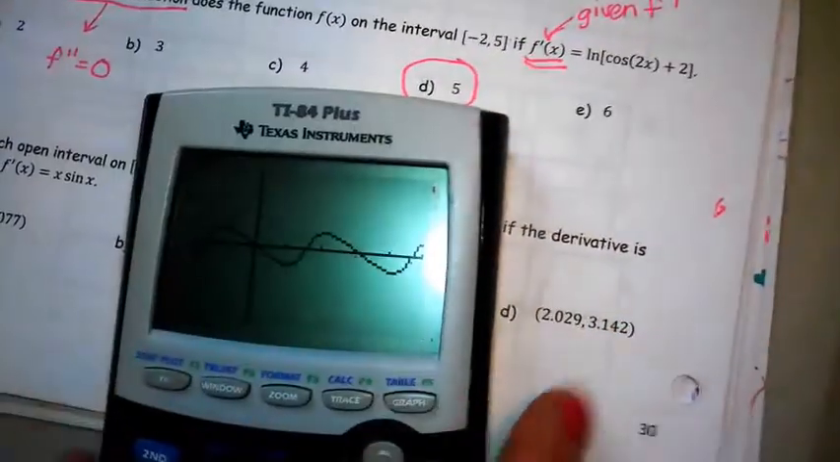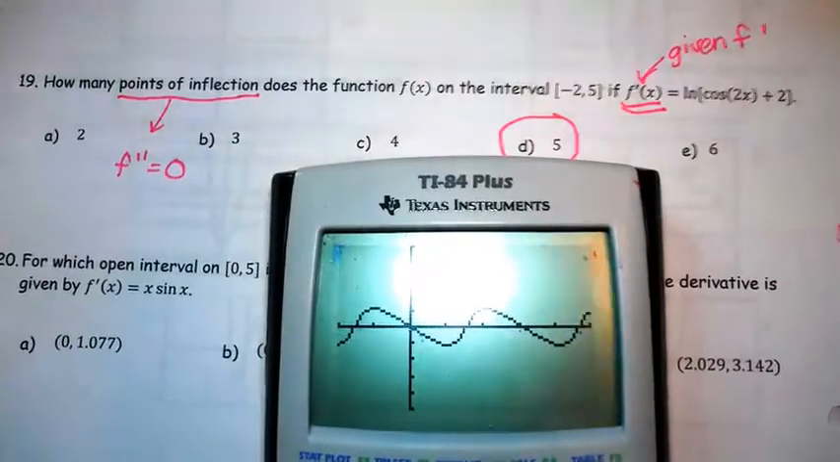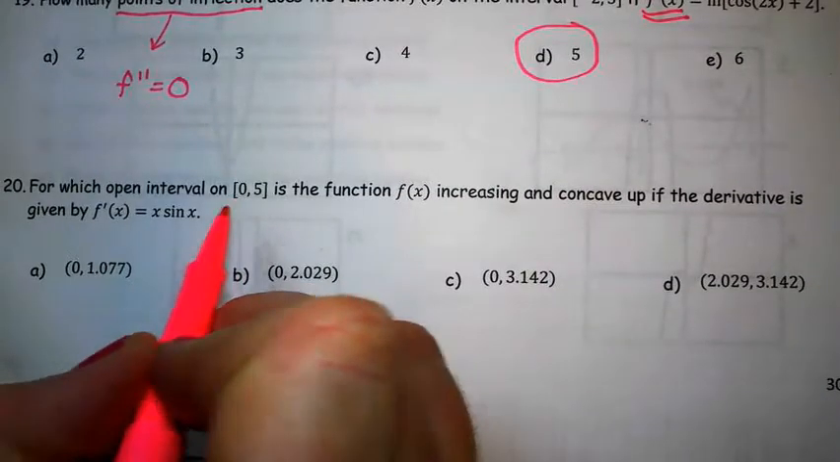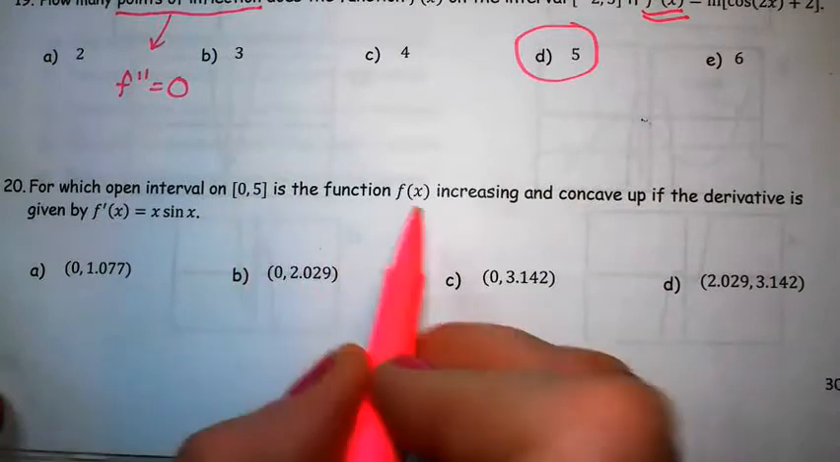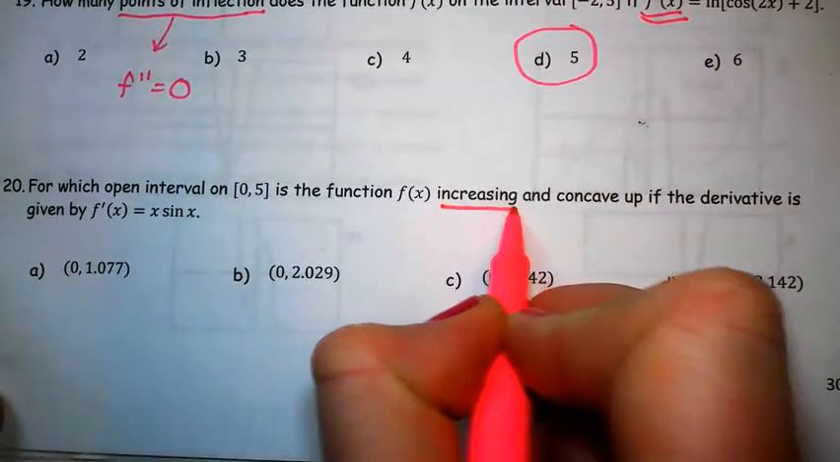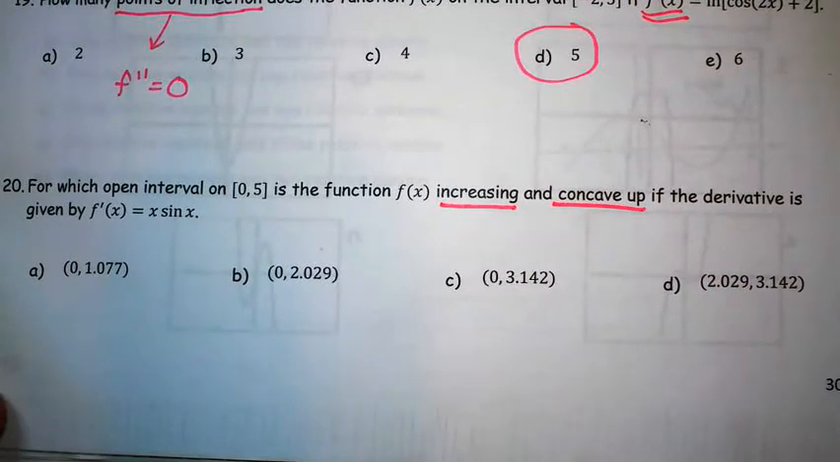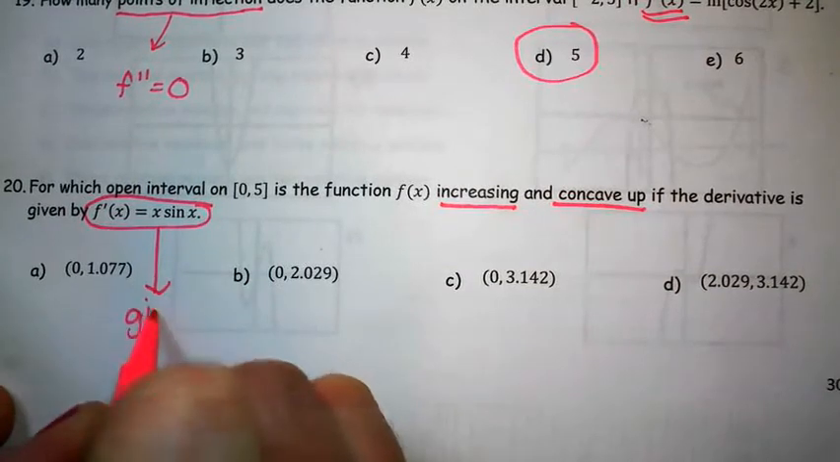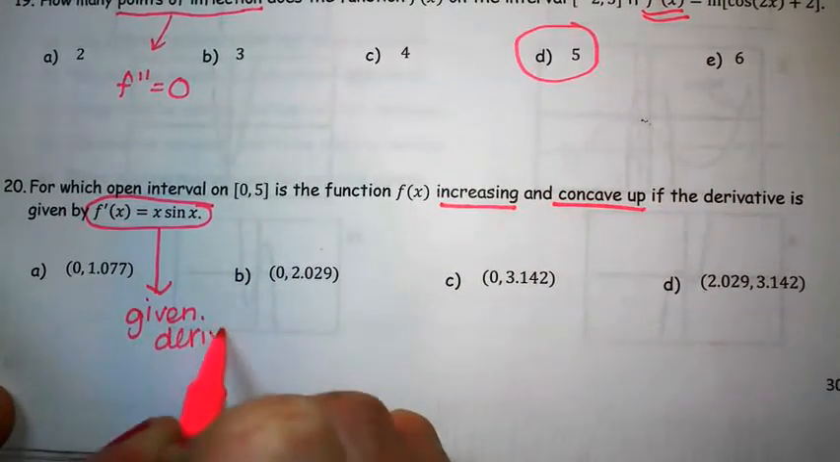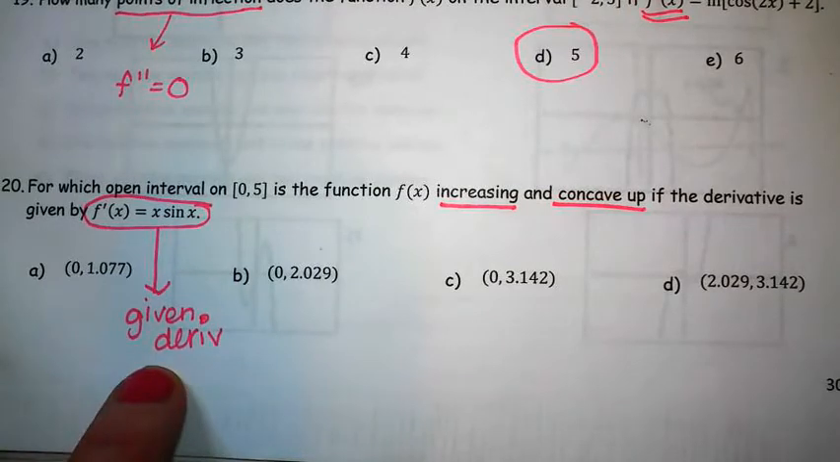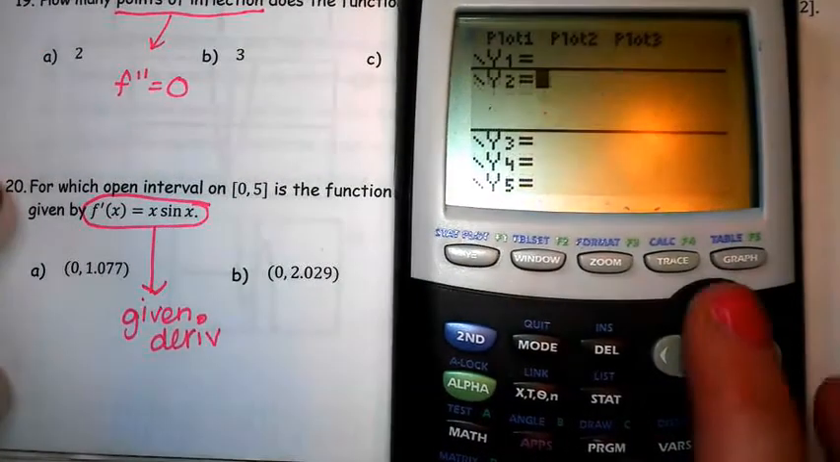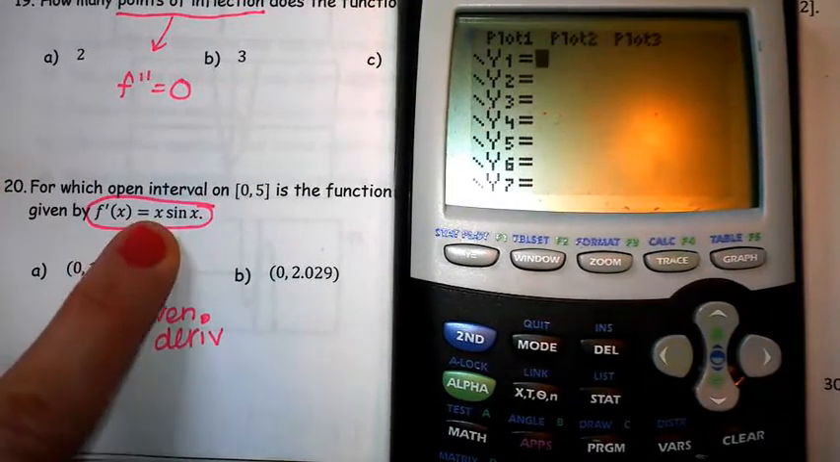Okay. Last up, number 20 says, for which open interval on 0 to 5 is the function f increasing and concave up if the derivative is given as this? Okay, so we are given the derivative and we're asked some information. There's a lot of different ways that you could do this. I'm going to just graph that derivative that we're given. So I'm just going to go into y equals, clearing everything out, and put that derivative in.